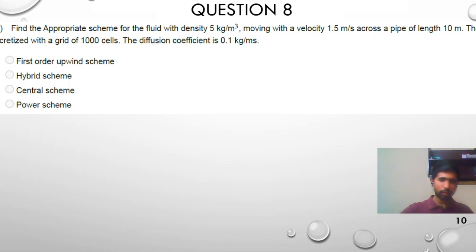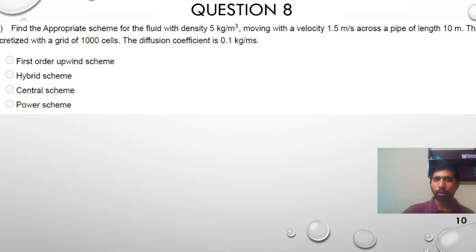How does the delta x value affect the cell Peclet number? So this is the last question. After this we will discuss the code directly. Find the appropriate scheme for fluid flow with density 5, velocity 1.5, length 10. The domain is discretized with 1000 cells, and the diffusion coefficient is given.